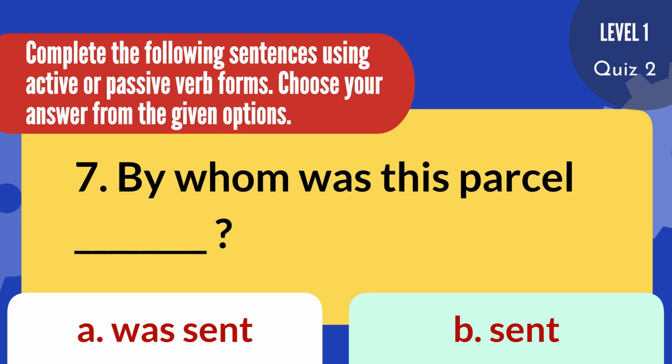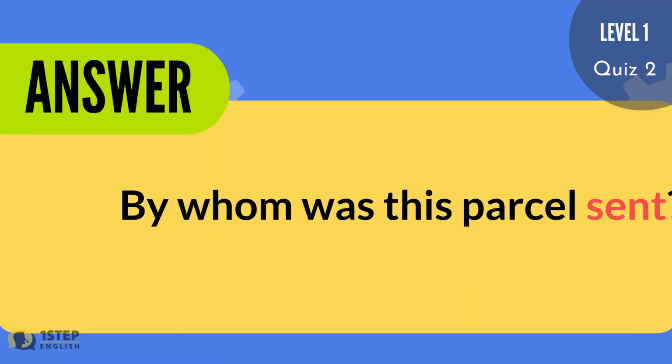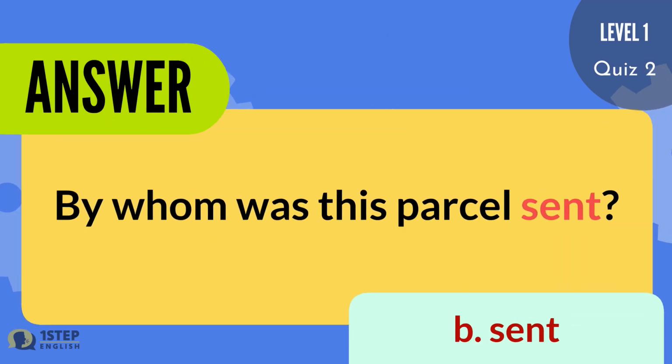Number 7. By whom was this parcel blank? A. Was sent. B. Sent. The correct answer is letter B, sent. By whom was this parcel sent?